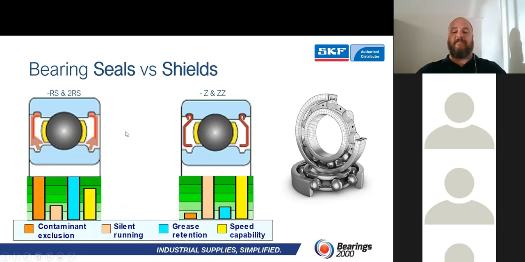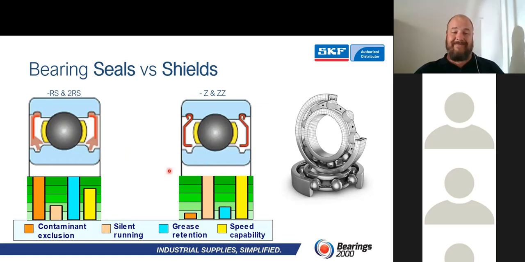So if we look at the benefits of these, the 2RS is better at excluding contaminants, right, because I do have a little bit of a gap over there. But if we look at silent running, which is that pink column over there, of course, the rubber on the raceway generates friction. That friction will generate noise. So the ZZ unit will be slightly less quiet.